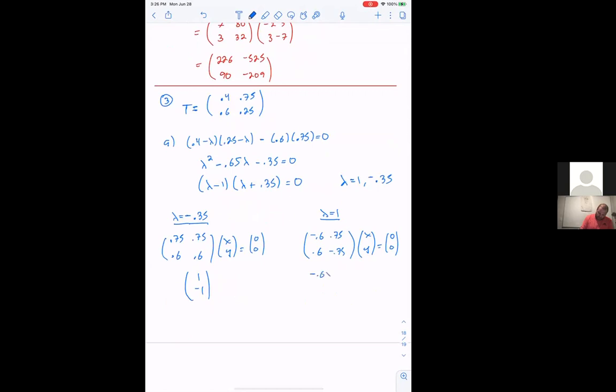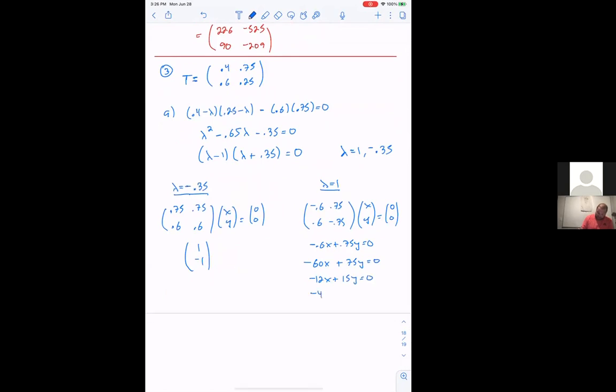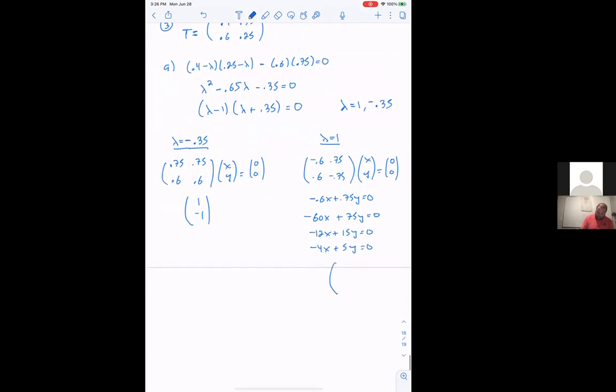So negative 0.6x plus 0.75y is equal to 0, multiplied by 100. So negative 60x plus 75y is equal to 0, divided by 5. Negative 12x plus 15y is equal to 0, divided by 3. Negative 4x plus 5y is equal to 0. And this gives me 5, 4.